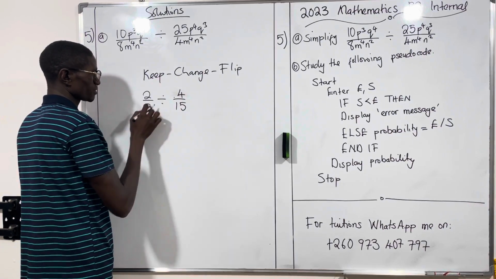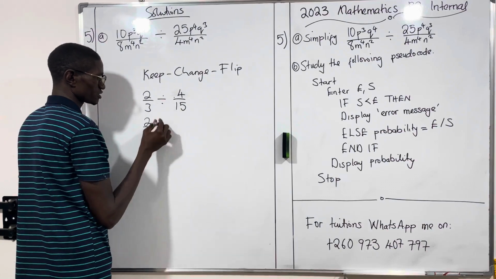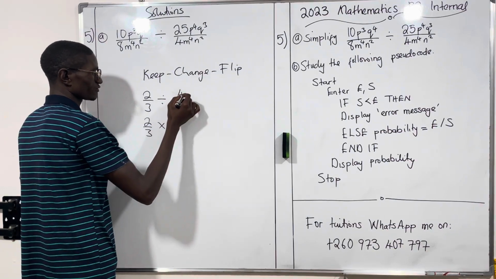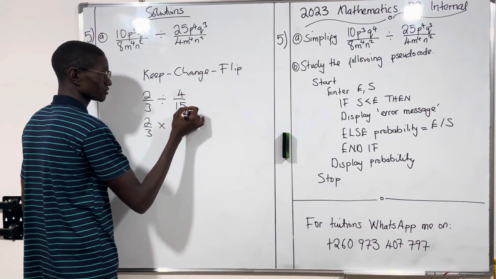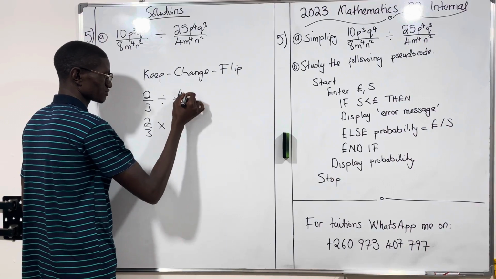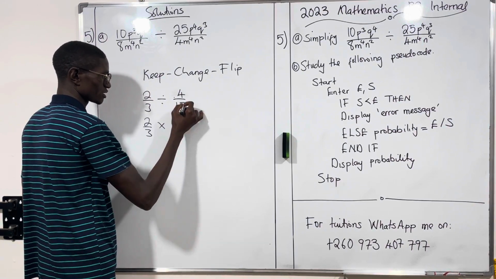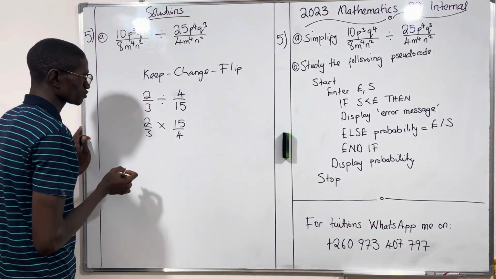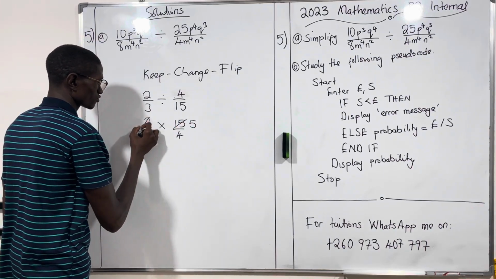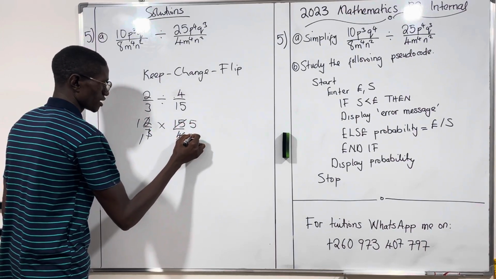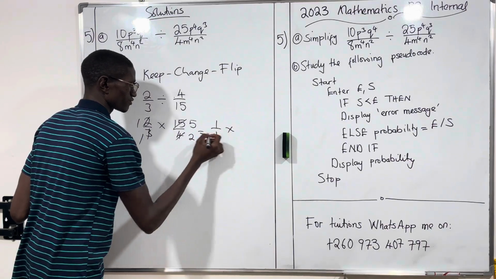Keep means you keep the first fraction the way it is. Change means we change the division sign to multiplication. And then flip means the bottom number comes up, the top number goes down. So it's going to be 15 over 4. You can see the 4 has gone down, the 15 has gone up. At this point, we can now reduce by simply saying 3 there, 1, 3 there, 5, 2 there, 1, 2 there, 2. So I now remain with 1 over 1 on the left side times 5 over 2.